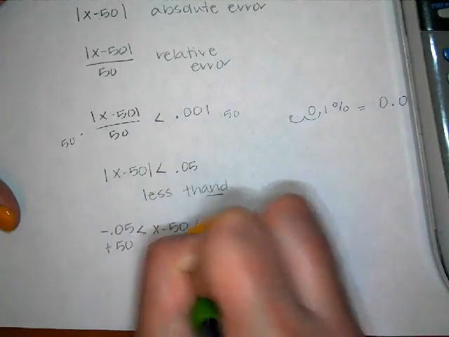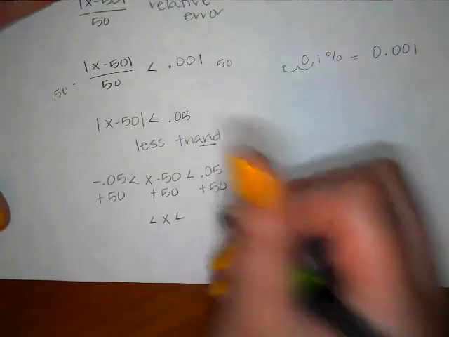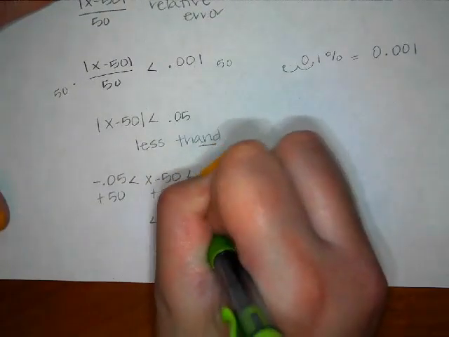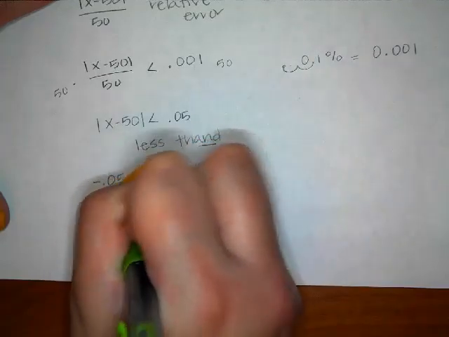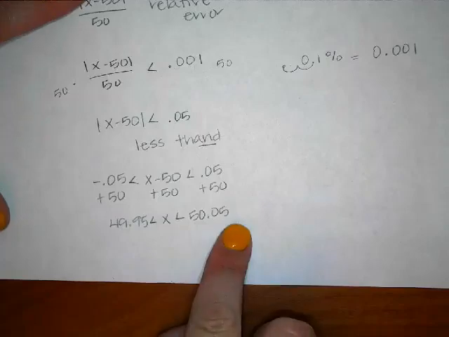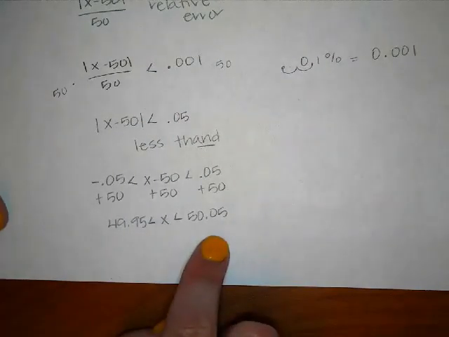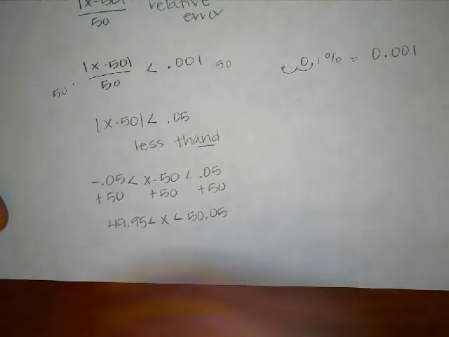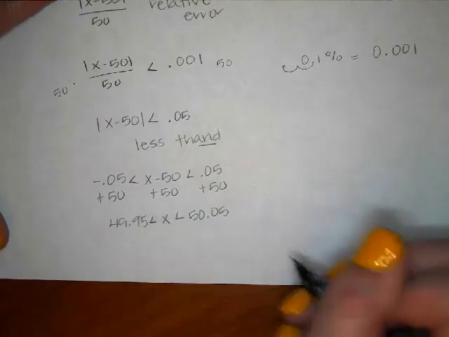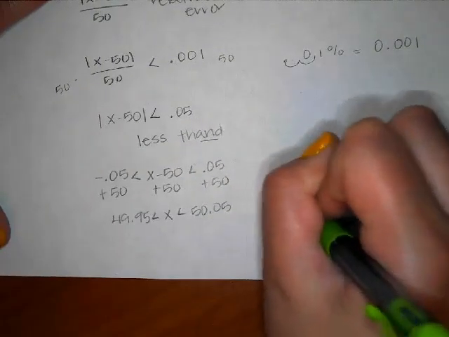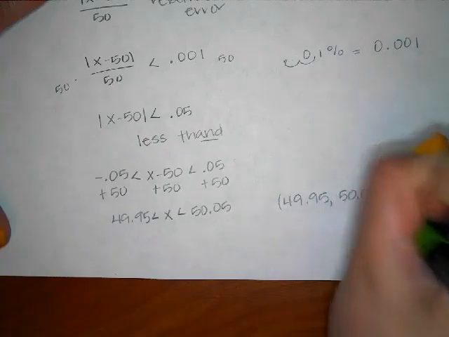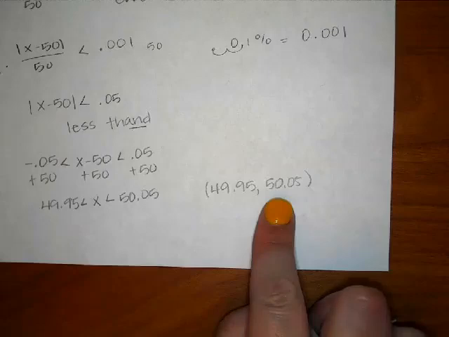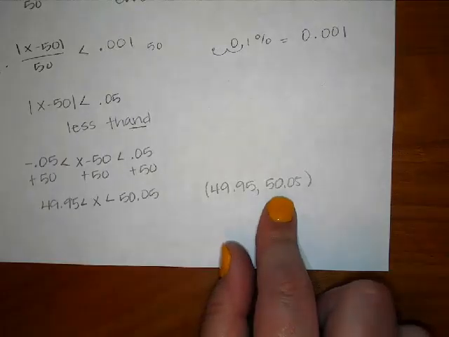So the weight of the scale should be between 49.95 and 50.05 pounds. And if it's in between those, then it will pass the test for weighing less than 0.1% off of the numbers that it should. So 49.95 to 50.05. It will be very close to weighing what it should if it is between those weights.